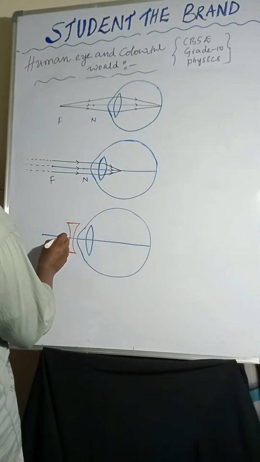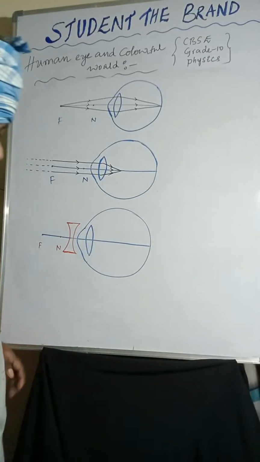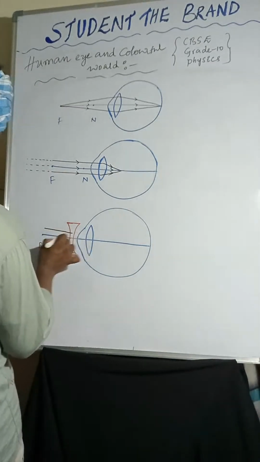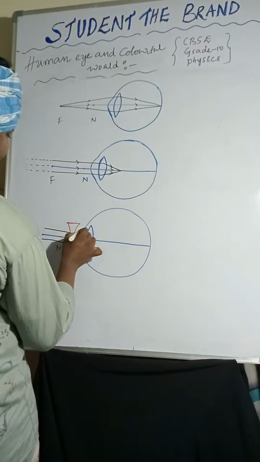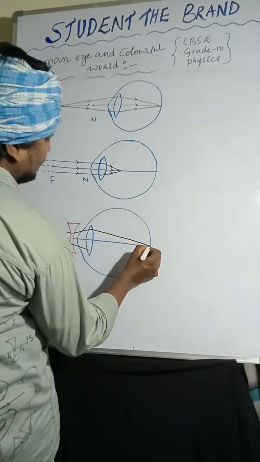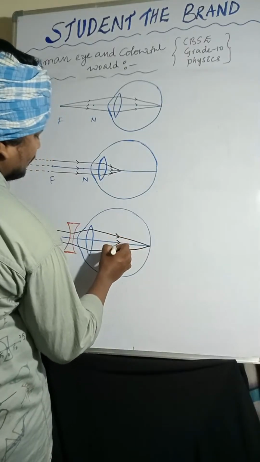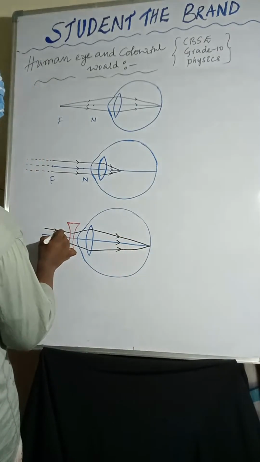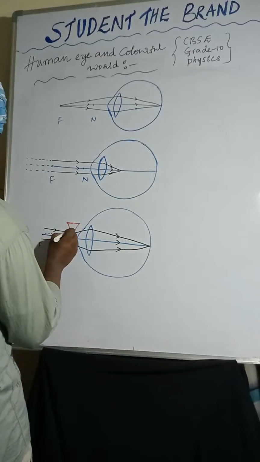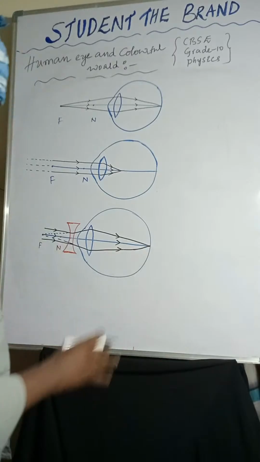So I am considering here the near point and this the far point. Light rays are coming parallel to the concave lens. So those will diverge, and again the light rays will converge and meet at the retina. Here the light rays are meeting. If you extend them, those will meet at the far point here. Okay. So this is the correction of myopia.